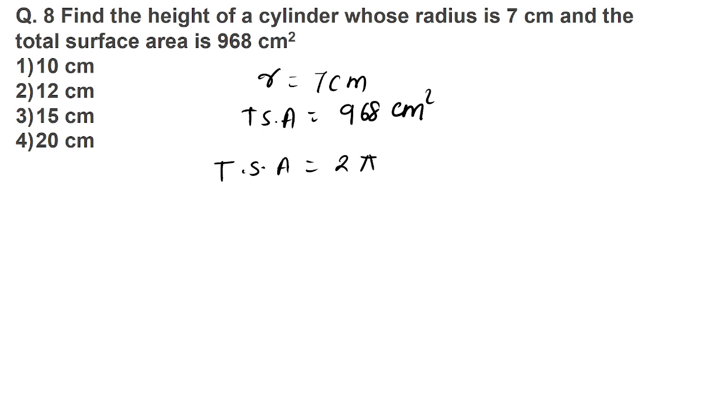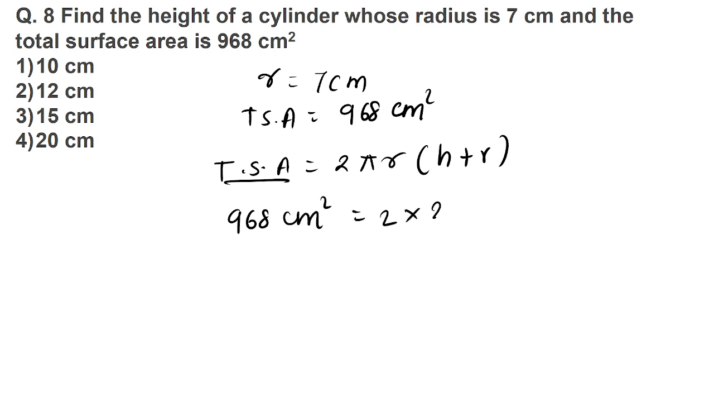Total surface area of cylinder is 2 pi r into height plus radius. Total surface area is 968 centimeter square. 2 into pi value is, for example, 22 upon 7 if I am taking here. Radius is 7. Height we don't know, keep it as it is, h, and the radius over here is how much? It is 7 centimeter. Correct? Am I correct? Yes.